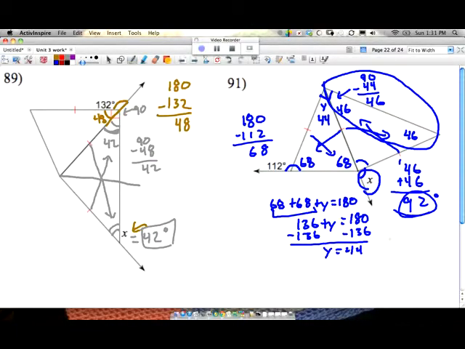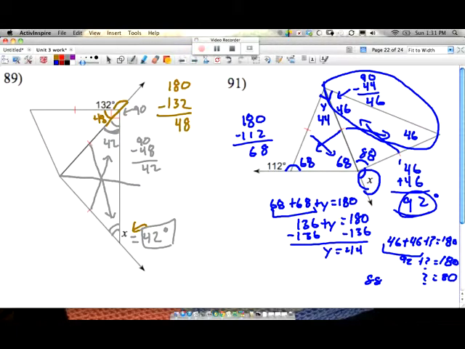Excellent. Now, if I wanted to do it the other way, I would have said 46 plus 46 plus something equals 180. And then I would have got that's 92 plus something equals 180. And then I got that something equals 88. And I say, oh, okay, so this is 88 degrees.